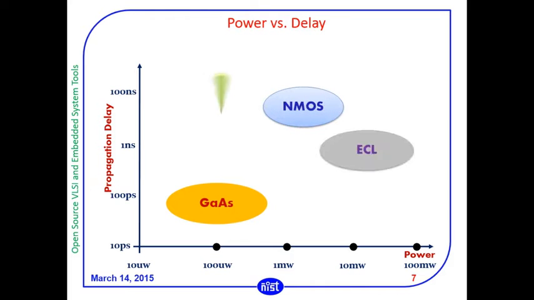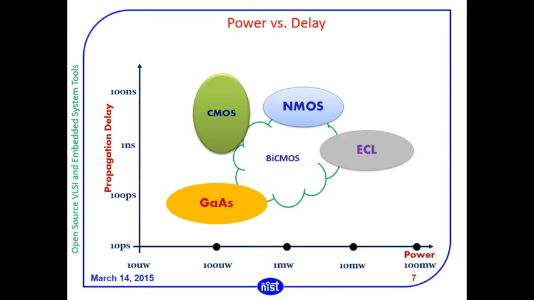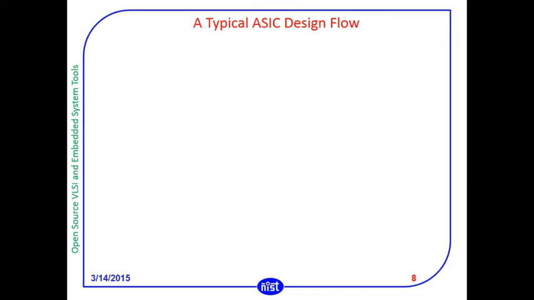NMOS, ECL, CMOS, BiCMOS. So for different technologies, if we look at power and delay, we will get it like this. But to compromise and to have standard methods, we have used the CMOS technology, though gallium arsenide is a better technology. And this is the typical ASIC design flow. ASIC means application specific integrated circuits.